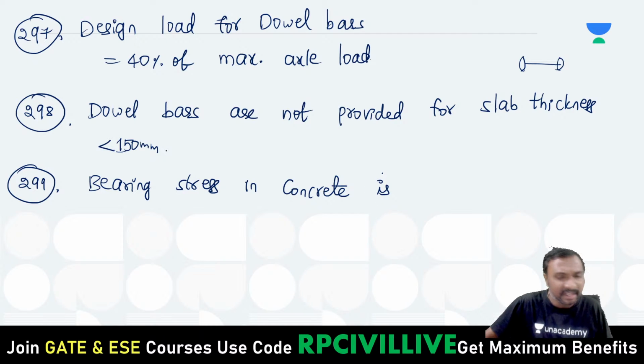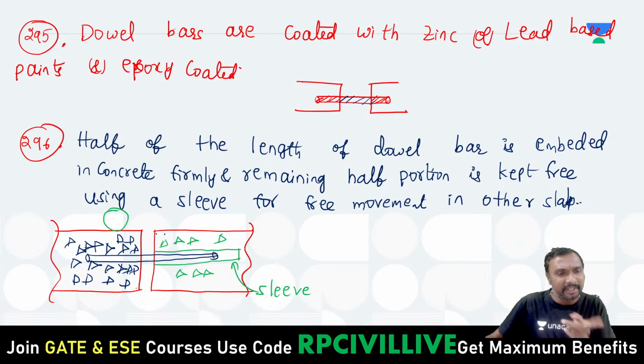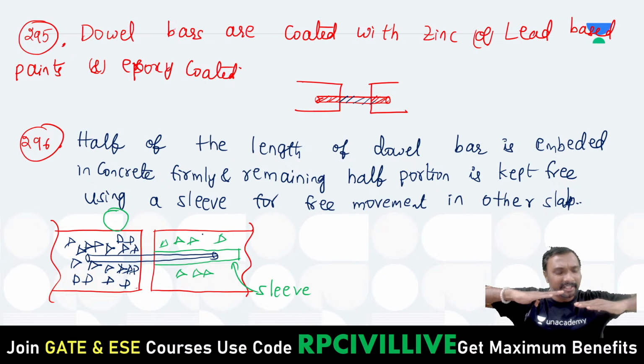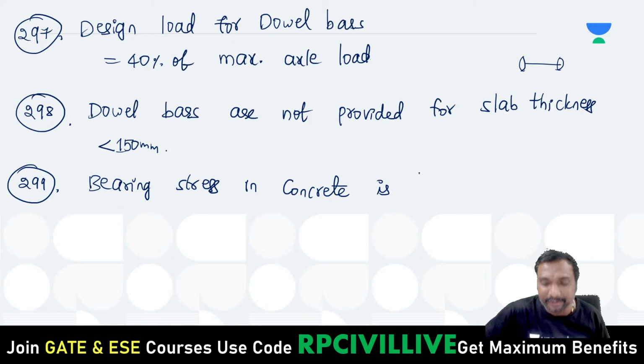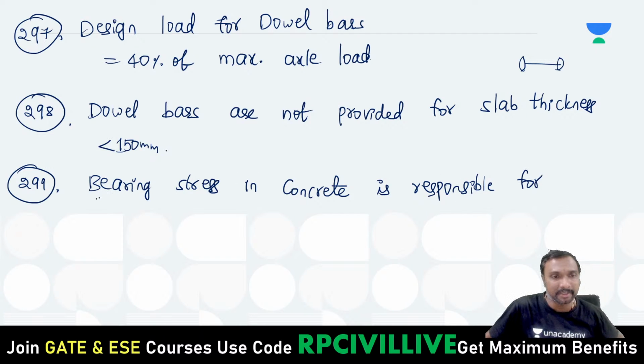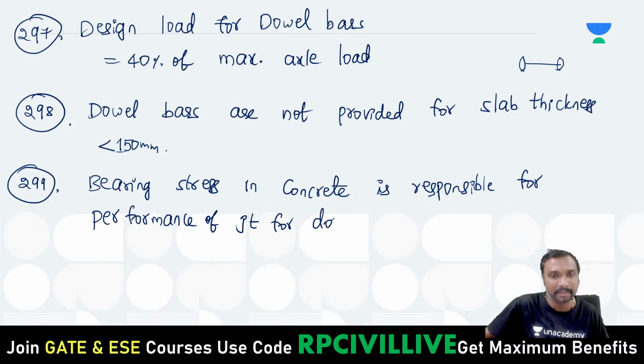Whenever there is a load transfer, these dowel bars are used for which purpose? To transfer the load from one panel to the other panel. Otherwise, if dowel bars are not there, this panel will deflect like this and the other panel will not deflect. To avoid this differential deformation, when a dowel bar is provided, load is transferred from one panel to the other panel, and both will deflect together. So the bearing stress in the concrete is mainly responsible for the performance of the joint with the dowel bar.